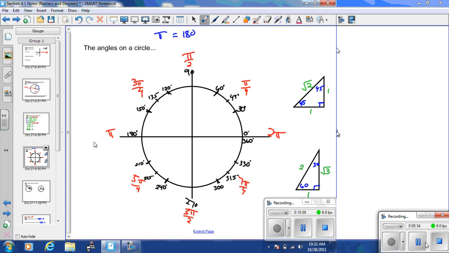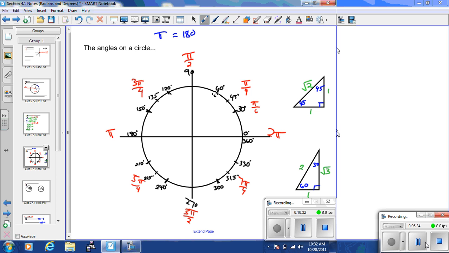Well, 30 goes into 180 6 times. So 180 divided by 6 is 30. So pi divided by 6 is pi over 6. That's the radian equivalent of 30 degrees. So that's 30, 60, 90. We're going to go around the circle and fill in all the rest, and we're going to count by pi over 6. So here's pi over 6.